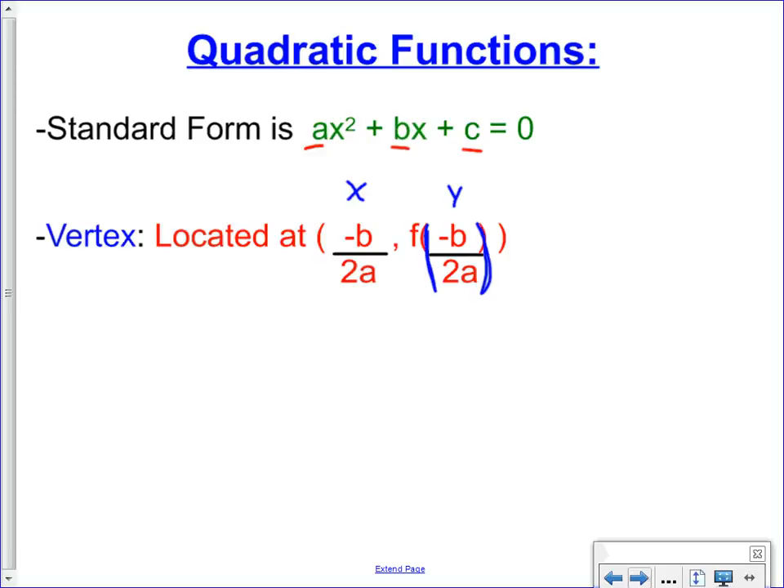So you pull your b from the standard form, it's the middle number, and whatever it is, you pull the negative out of it. So if it's a negative, it's a positive down here, right? Divided by 2 times the first number, and that's your x.